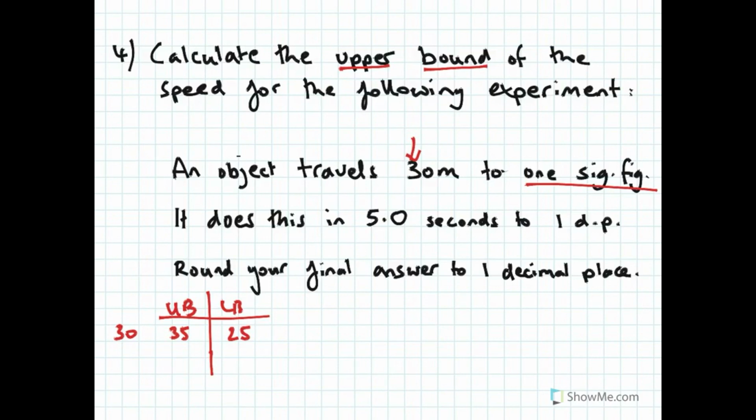Now the bad bit, this 5 has been rounded to 1 decimal place. Now you need to think about that. For it to have been rounded to 1 decimal place to 5, and this should make sense as soon as I say it, the smallest it could be is 4.95. If it was 4.94, it would round down to 4.9. So think about it, 4.95, 4.96, 4.97 and so on. All of those numbers round to 5.0. And it does say 1 decimal place is to be used here.